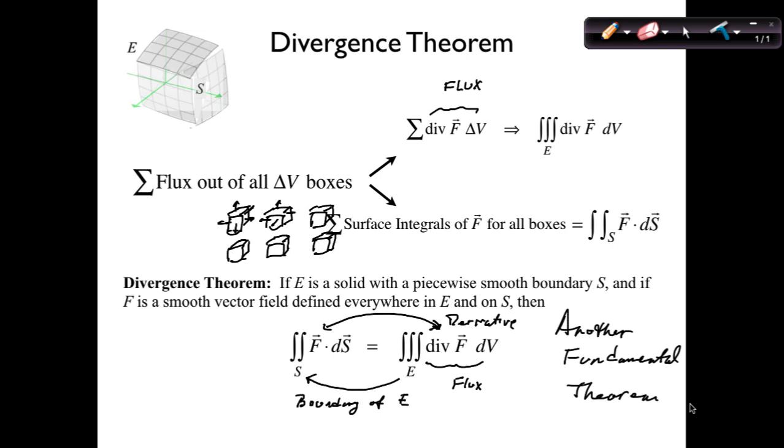Using the rate to accumulate flux bit by bit throughout the whole solid is the same as just finding the total flux out at the boundary. So this is our third one. We had the fundamental theorem of line integrals. What was our second one? Green's theorem. And here's our third one, the divergence theorem.